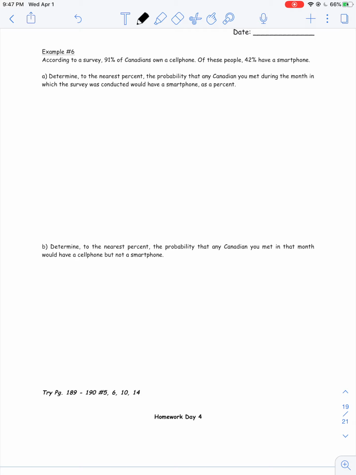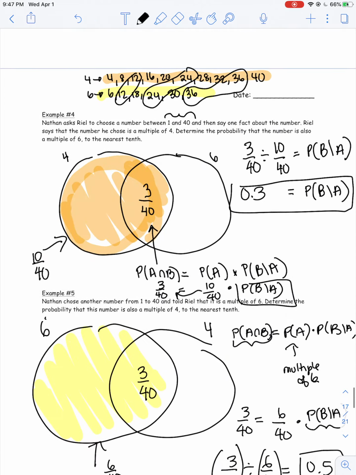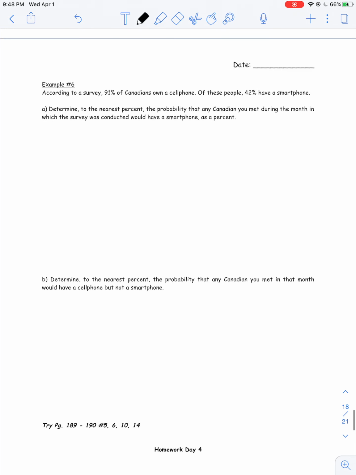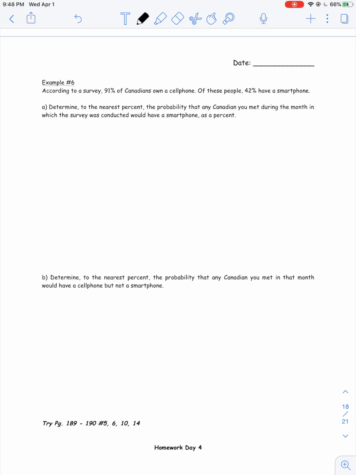Now, example number 6, I find is the trickiest one to wrap your head around. So just bear with me as long as you understand these ones. The previous ones are the most common scenarios. This one's the confusing, weird one. Just try to follow along as much as you can. So it says, according to a survey, 91% of Canadians own a cell phone. Of these people, 42% have a smartphone. So it's not about solving for it. It's just knowing where these numbers go in the actual equation. So that's the tough part.